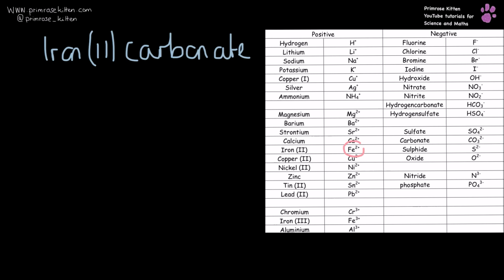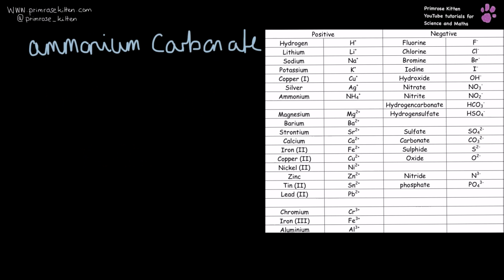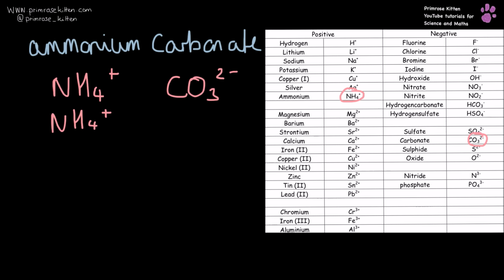Iron 2 carbonate, Fe2+ CO3 2-, 2 positives 2 negatives, they just go together in a 1-to-1 ratio. So it is FeCO3. Ammonium carbonate. So we have ammonium, we have carbonate, NH4+ CO3 2-. Now you can see we only have 1 positive charge and 2 negative charges, so we are going to need another positive charge to cancel that out, which is going to give us (NH4)2CO3.